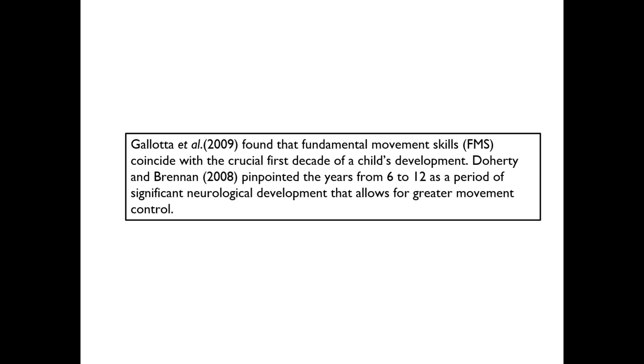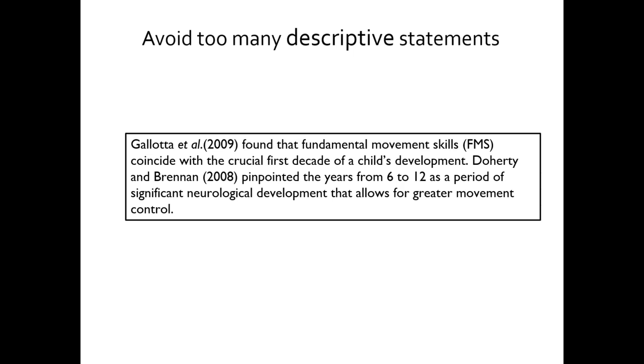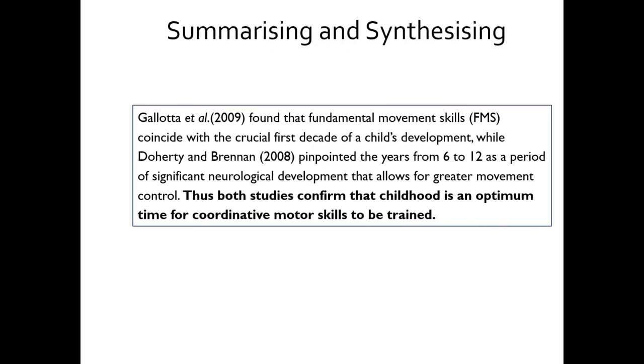If that was a paragraph that stood on its own and it sat there and it didn't really say much or do anything else and it didn't include any other information than that, your lecturer, whoever that may be, would most definitely accuse the student of description, overly descriptive sentences, and they would probably get feedback intimating that kind of notion. So to improve that, you would do the following. Avoid too many descriptive statements, as shown here, and focus on the bold sentence. Thus, both studies confirm that childhood is an optimum time for coordinative motor skills to be trained.